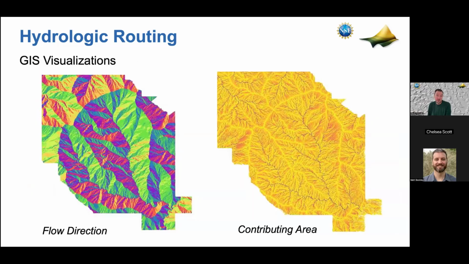And when you get the products back, you can make visualizations such as contributing area and flow direction, basically which way is the water flowing on the landscape and where does it end up in the landscape. So basically, where are the creek bottoms, so to speak. So these are more sophisticated tools in OpenTopography, but they are available to users.